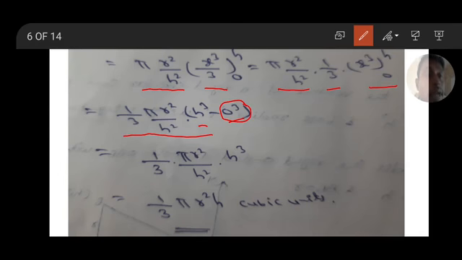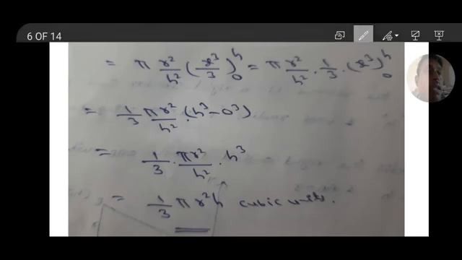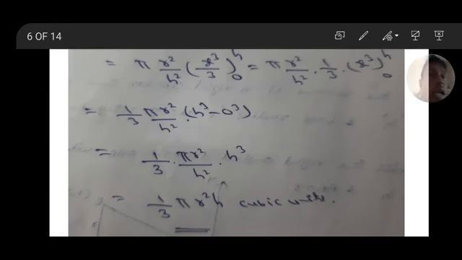So 1 by 3 pi r square by h square into h cube. H square into h cube means h square cancels, only one h will be remaining. So 1 by 3 into pi r square h, only one h. So 1 by 3 pi r square h cubic units is the volume of the circular cone. Volume of the cone with radius r and height h. That is the problem. Okay.